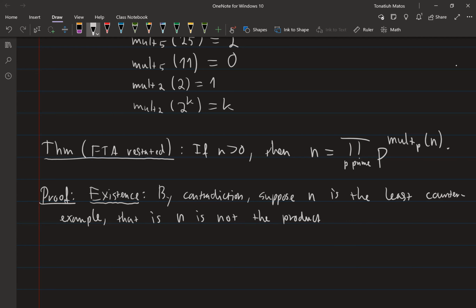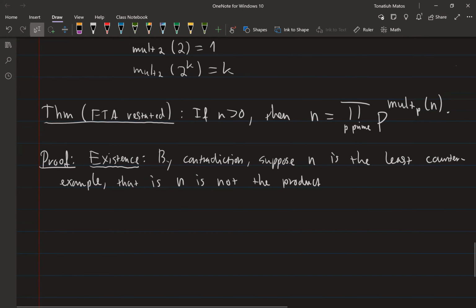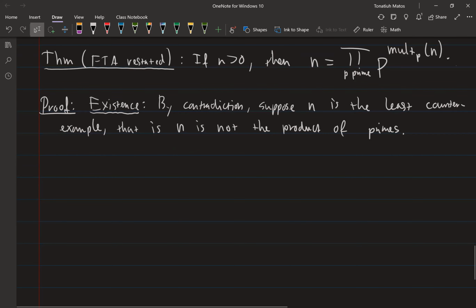The well-ordering principle says if there's any natural number that has a property, then there's a first natural number with that property, right? It's not the product of primes. So if not every number can be written as a product of primes, well, there must be a first number that has this property. So it's sometimes kind of hard to write and talk at the same time.